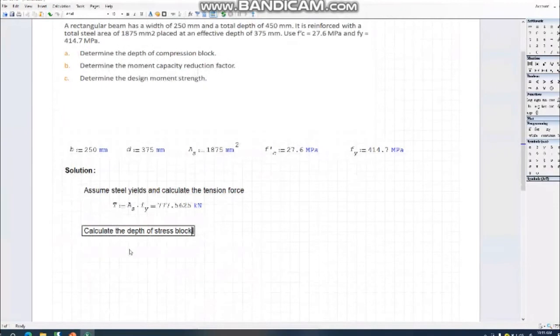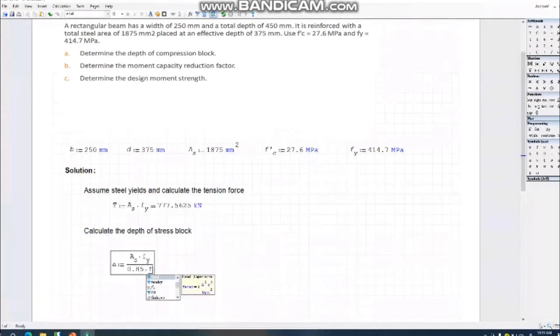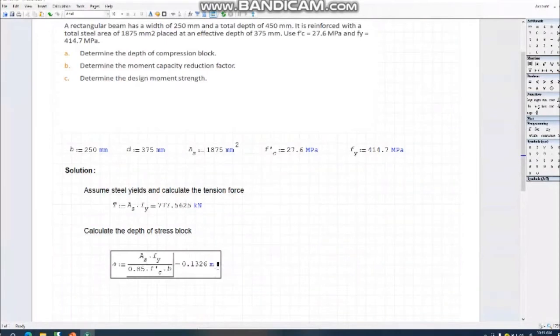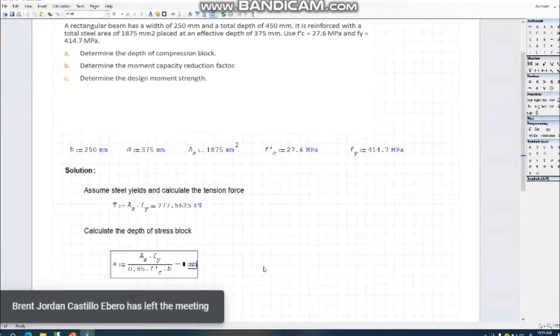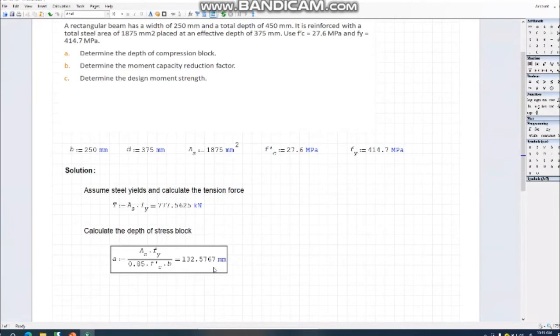Okay, so to do that, we use the formula A equals As times Fy divided by 0.85 times fc' times b. This is the stress block, but again, be careful: the answer to the first question may be 132.57. Look at the choices.